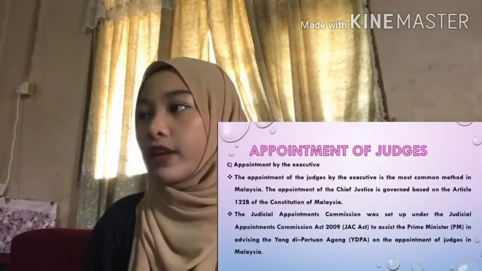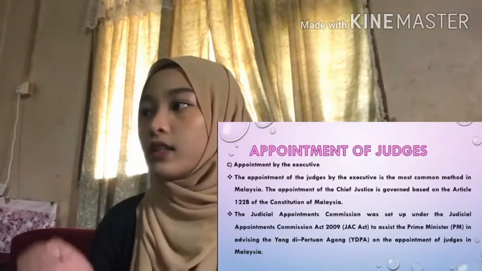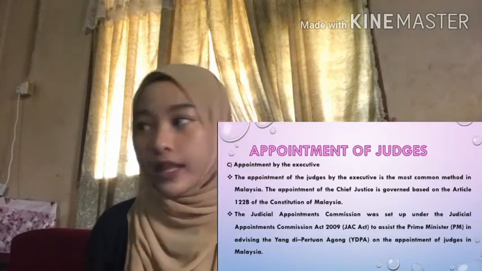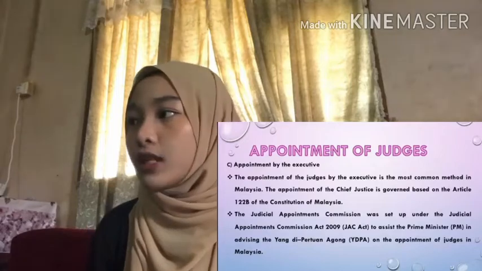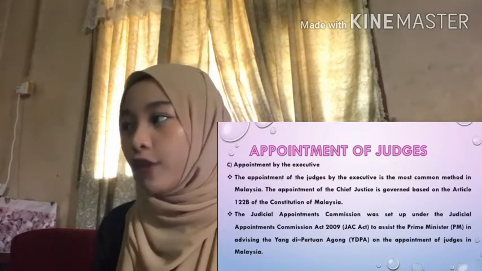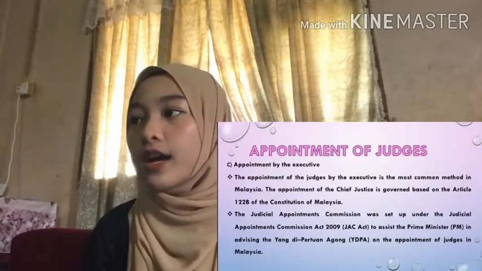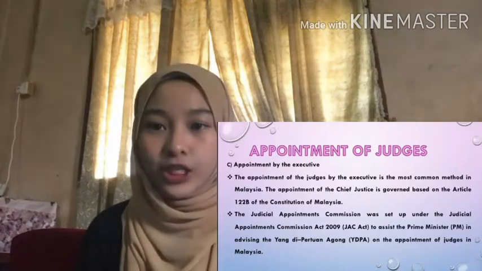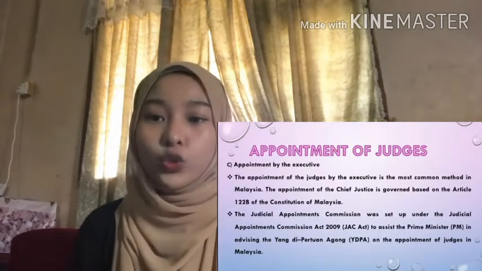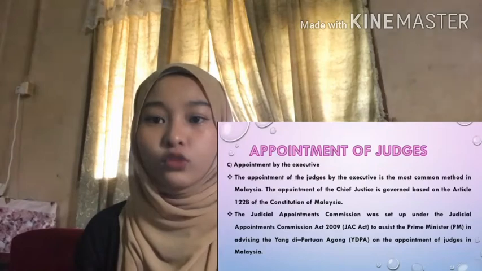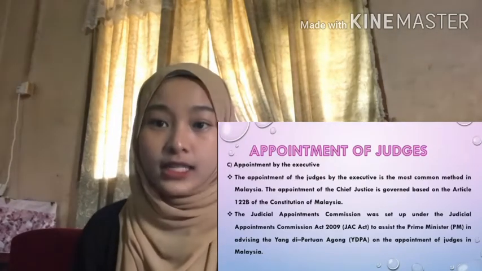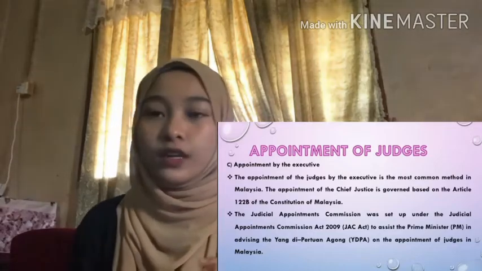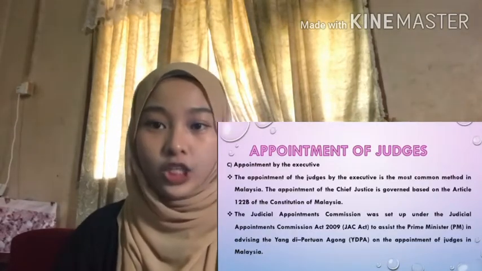The appointment of the judge by the executive is the most common method in Malaysia. The appointment of the Chief Justice is governed by Article 122B of the Constitution of Malaysia. The Judicial Appointment Commission was set up under the Judicial Appointment Commission Act 2009 to assist the Prime Minister in advising the Yang di-Pertuan Agong on the appointment of the judge in Malaysia.